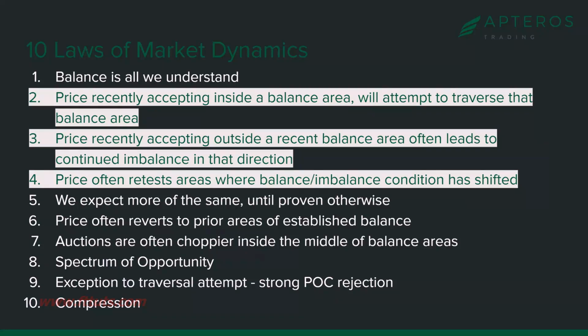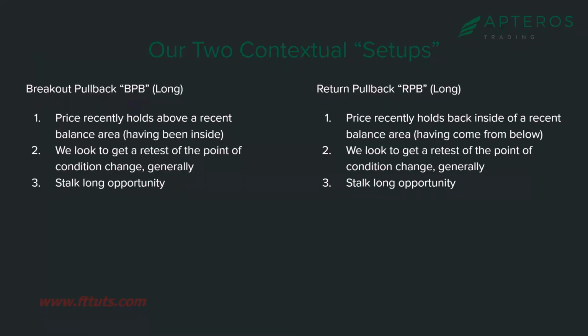Let's go back to our 10 laws of market dynamics. Number 2, price accepts into a balance area. It traverses that balance area. Okay. 3 is when we accept outside and we continue. And number 4 is where we get retests where those condition shifts occur. So we're going to combine laws 2, 3, and 4 for these setups.